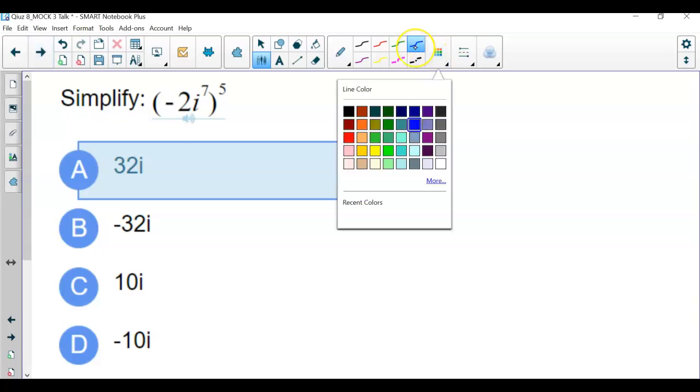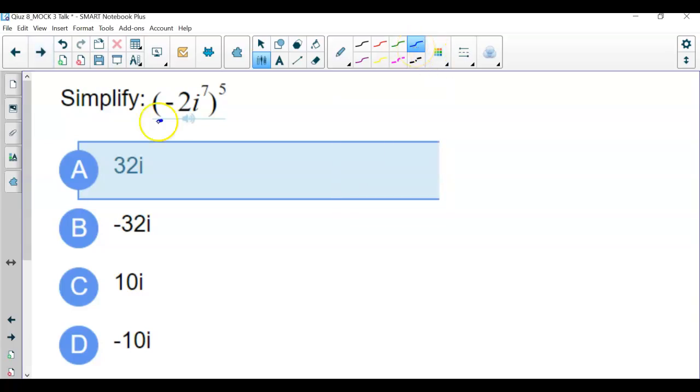Notice how, same as before, you have the -2 here to the 5th power. So that's not going to multiply. -2 to the 5th power is -32. Then what do you do with the i? Multiply. So that's now i to the 35. Then start the quarter method.